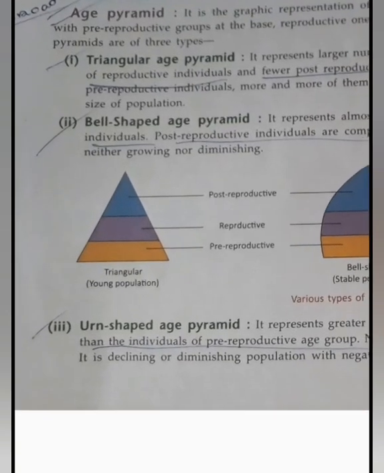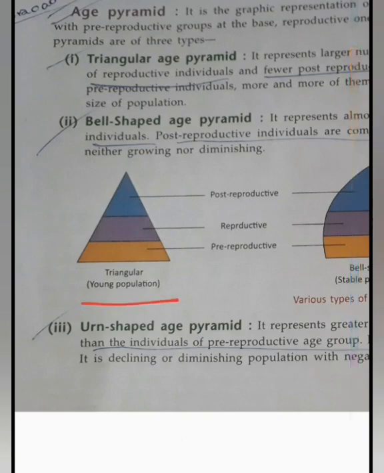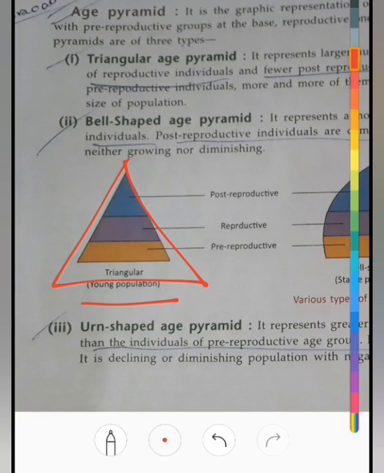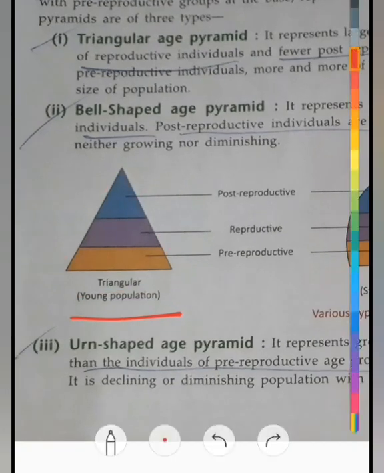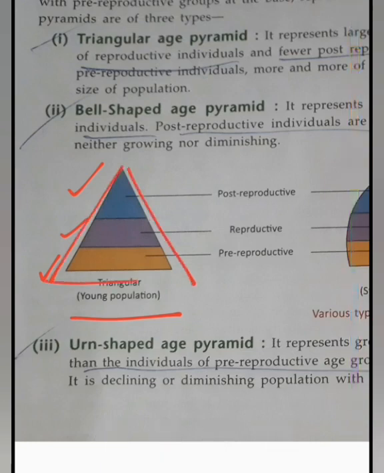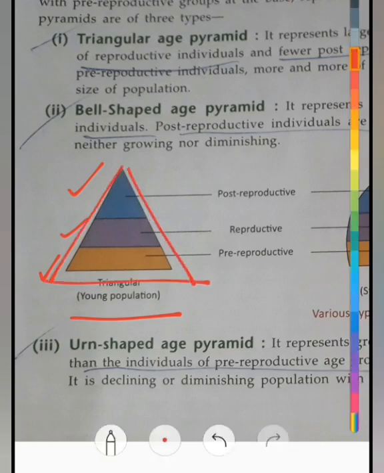The first one is the triangular age pyramid. Here you can see the number of individuals in the pre-reproductive age group, the yellow one, is the largest, while the number in the post-reproductive age group is the lowest, and the number in the reproductive age group is medium. So it is forming a triangle, and it is known as the triangular age pyramid.